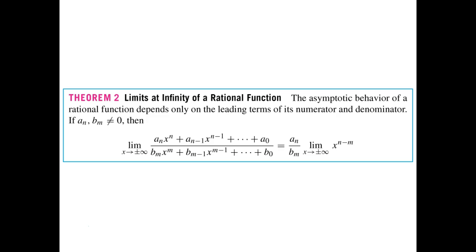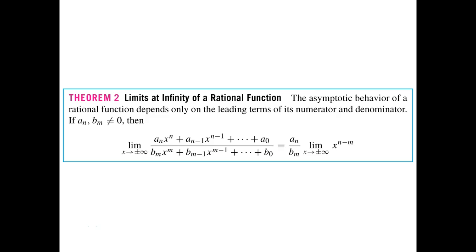So what you do, forget about these. You can factor out the a sub n, b sub m. Factor that out, and then it's x to the n minus m. That's what matters. And this is whether x is going to positive or negative infinity. Because remember, these are all integers for these to be polynomials. The n and m are all integers.